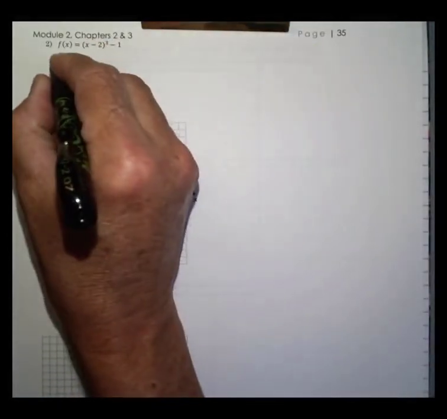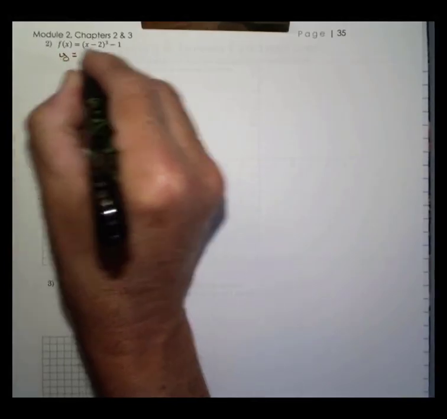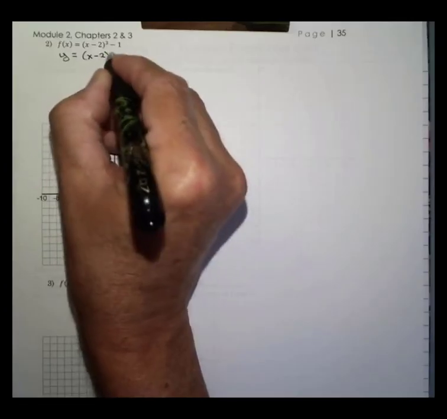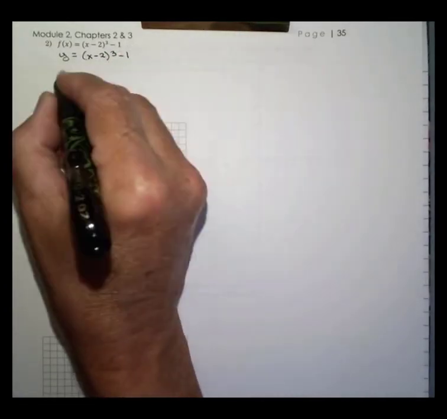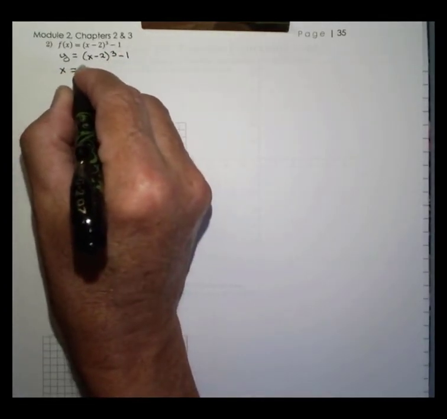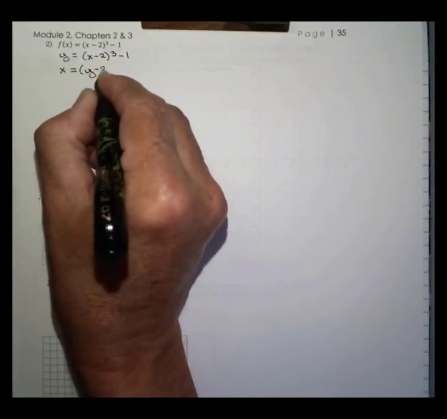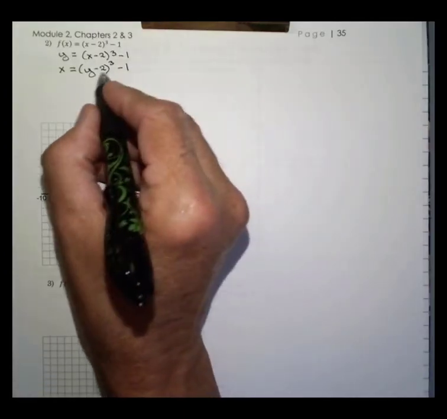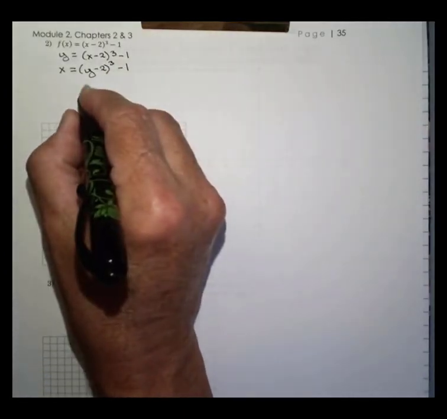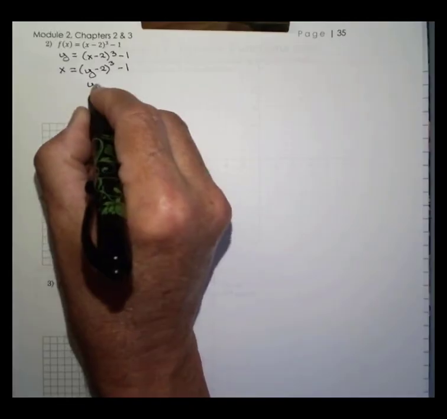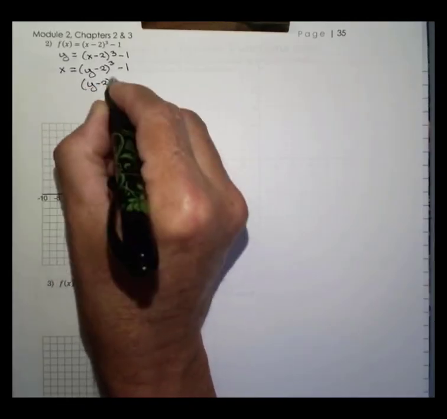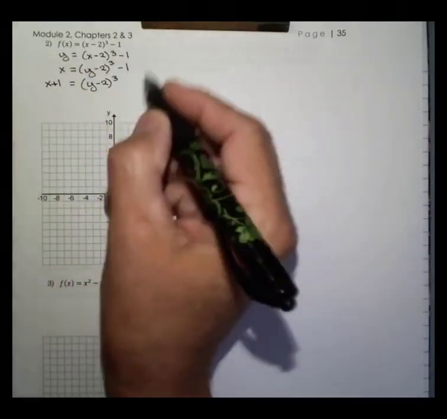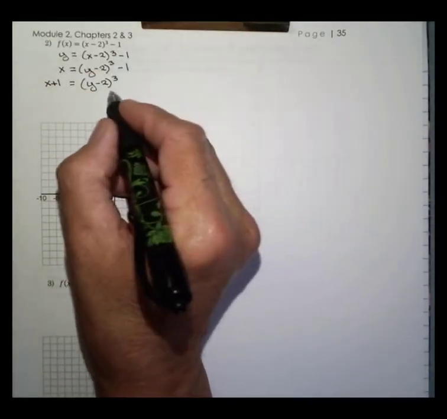But let's go ahead and find the inverse. The inverse is going to first say y is equal to (x minus 2) cubed minus 1, and then I'll change out my x's and y's. And then I'm just going to solve for y. So first I have to get this (y minus 2) cubed isolated. It's going to be x plus 1. I'm going to switch sides with this.